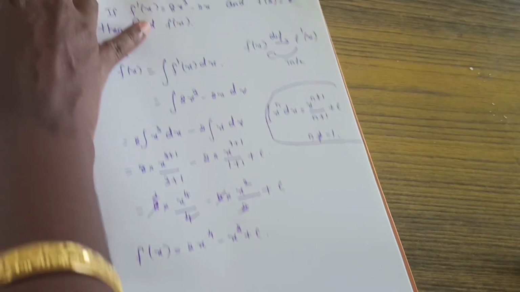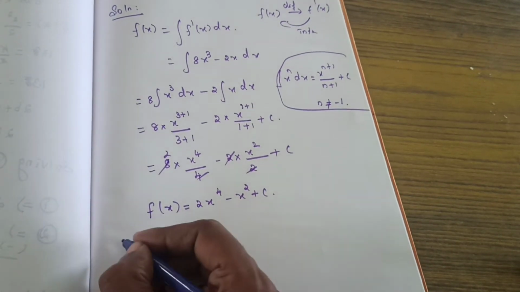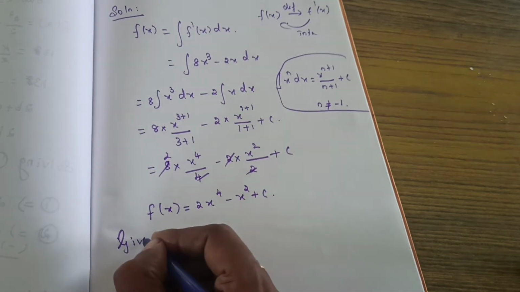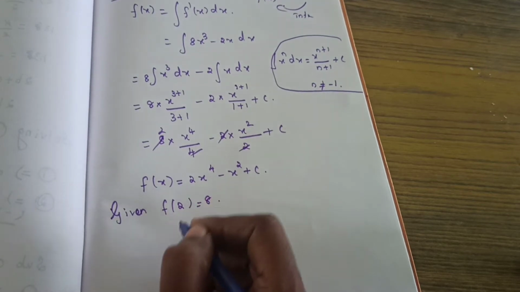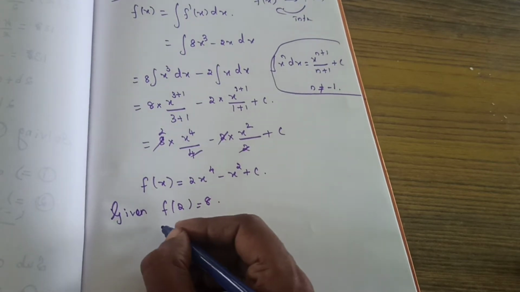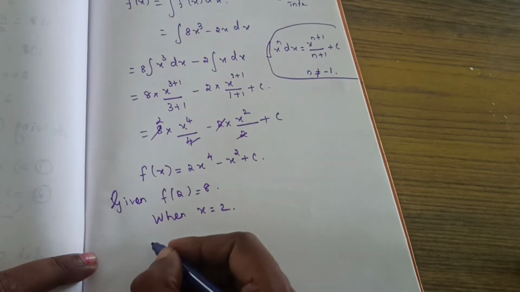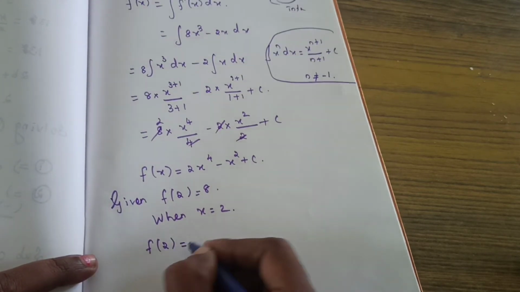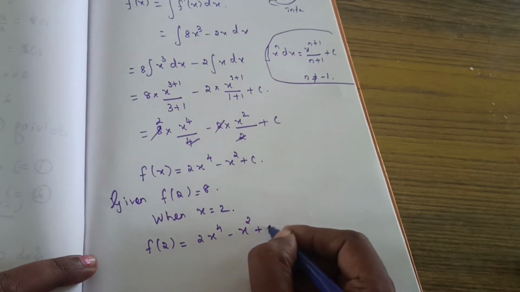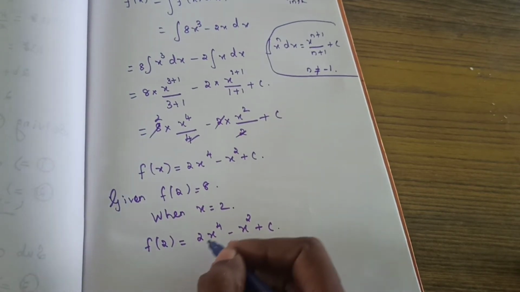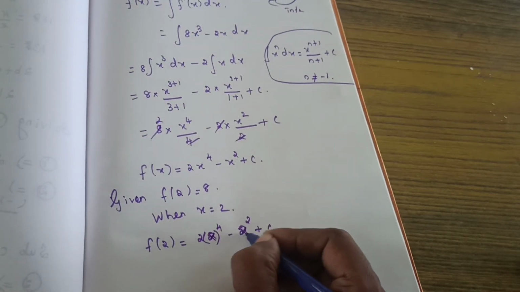Here also one value is given. What's the given value? F of 2 equal to 8. Now substitute f of 2 equal to 8. Is it right? So when x equal to 2, substitute here x is equal to 2. F of 2 equal to 2x power 4 minus x square plus c. Okay. So how much will we get? X is equal to 2. Is it right? So 2 power 4. Here 2 square.